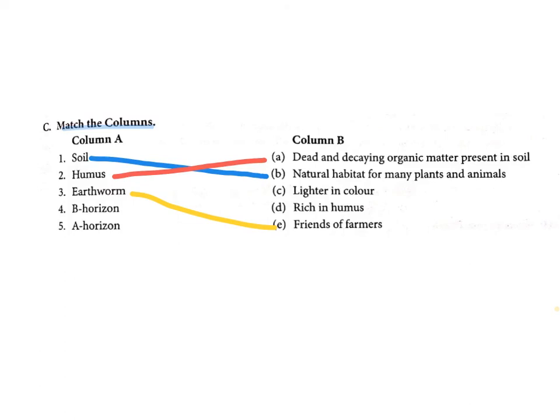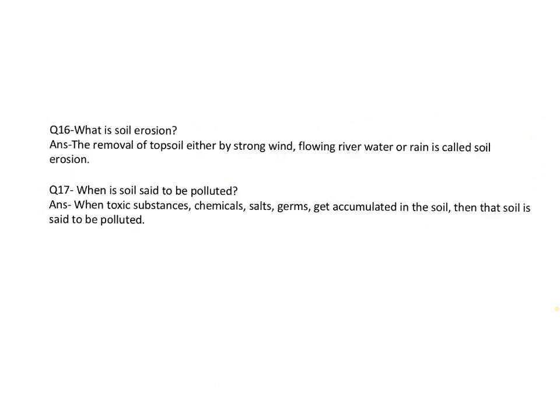Next is B horizon. Very good. It is the C, lighter in color. And the last one is A horizon, and the answer will be rich in humus. Okay, children, now pause the video and continue with the question answers. Write these question answers in your notebook.